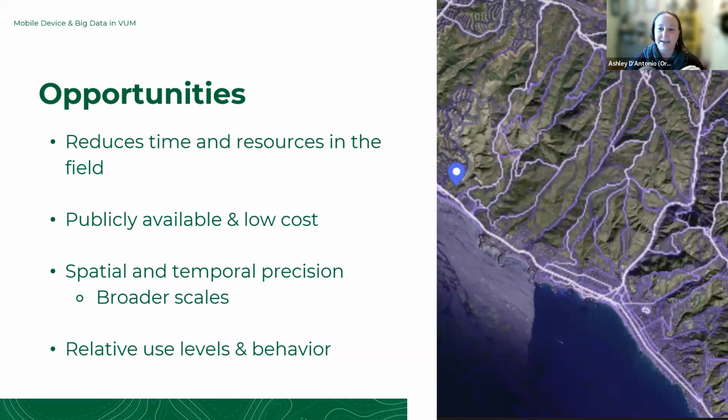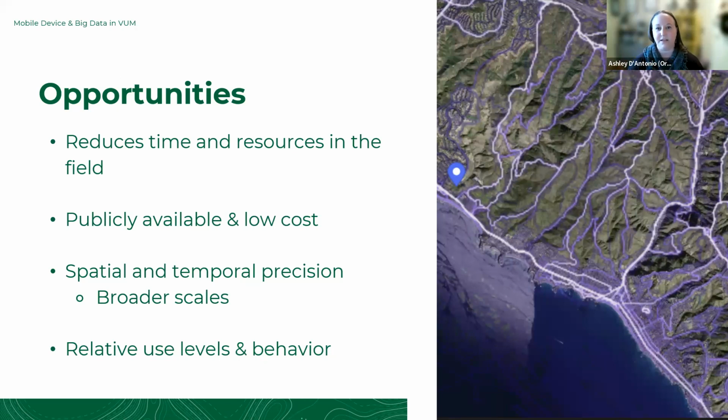But again, it's not an exact count of use. It's more like relative use levels. Like social media data, the cost is more on the back end: getting the data, analyzing the data, cleaning the data. You can get quite a bit from these fitness tracking apps without having to do in-the-field work. These are better for broader spatial and temporal scales.